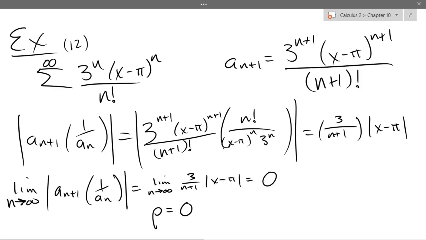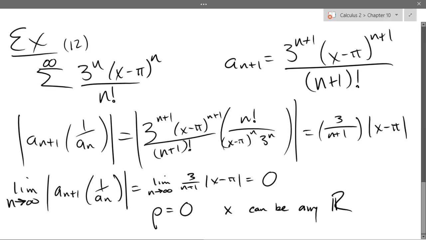All right, so any questions on our simplification or the rho equals 0? All right, so rho equals 0. Does it matter what x is? Nope, as long as it's a number, you're good to go. So x can be any real number here.